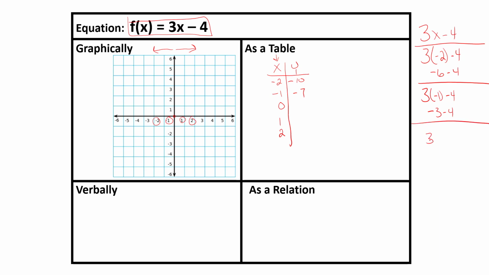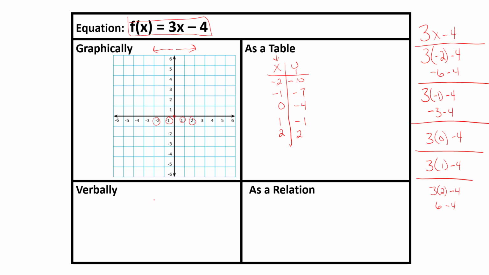Go on to the next ordered pair. 3 times 0 minus 4. Well, 3 times 0 is 0, minus 4 is -4. Go on to the next ordered pair. 3 times 1 minus 4. 3 times 1 is 3, minus 4 is -1. Go on to the next ordered pair. 3 times 2 minus 4. 3 times 2 is 6, minus 4 is 2. And now we can graph these ordered pairs.